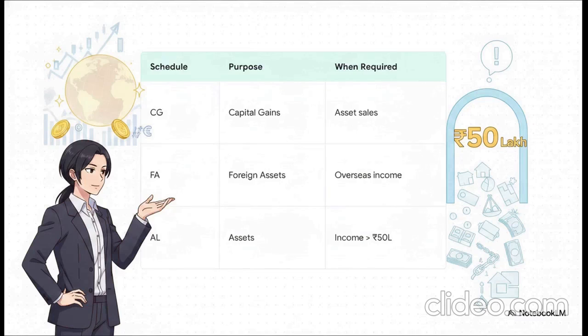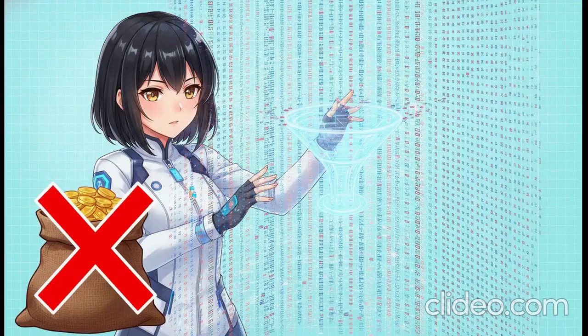This quick breakdown demystifies the heavy hitters. You've got Schedule CG for your capital gains and Schedule FA for foreign assets. But notice how Schedule L is strictly triggered the very second your total income crosses that 50 lakh threshold. If you hit that exact number, it becomes absolutely mandatory to disclose all your movable and immovable assets along with your liabilities.